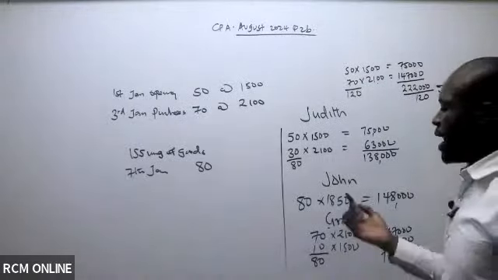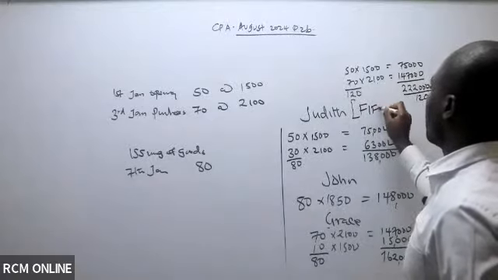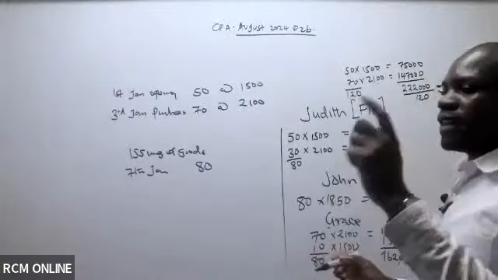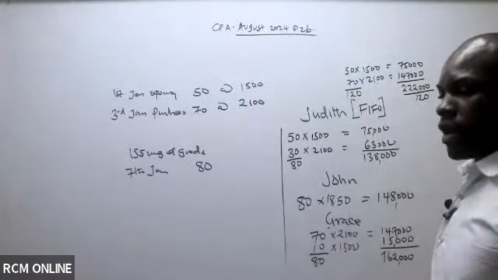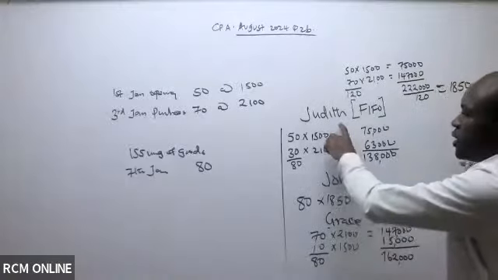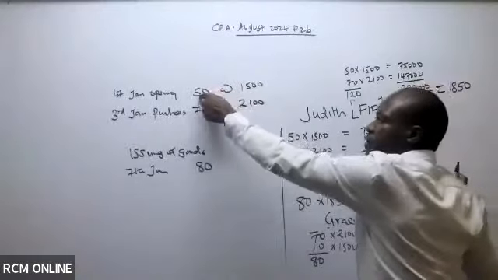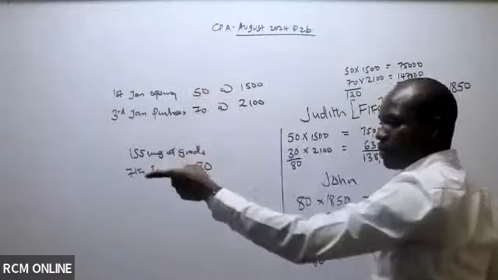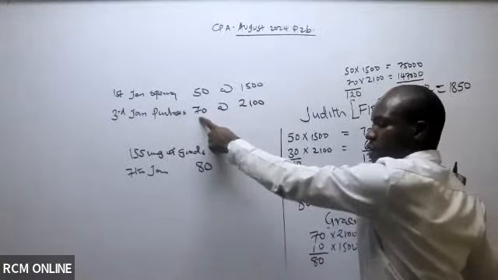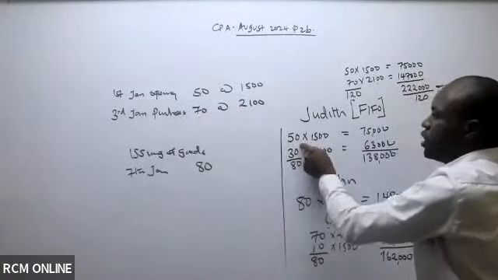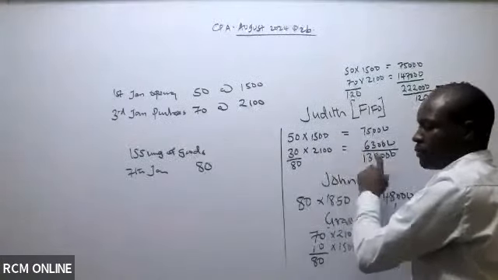So Judith applied what we call FIFO. First in, first out, right? That is why when she was issuing here or sales, she first of all released the 50 units, which have been there from day one, and then looked for the deficit from what was brought in. That's why we have 50 by 1,500, then 30 by 2,100.